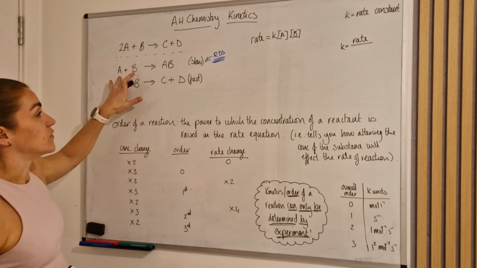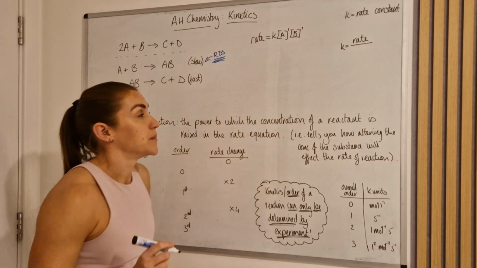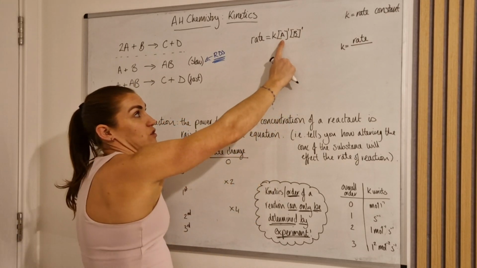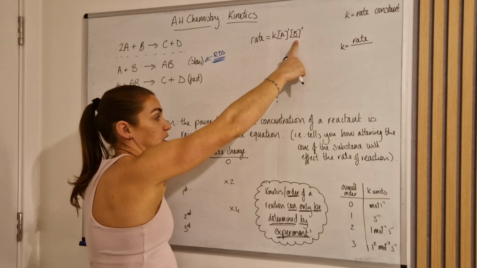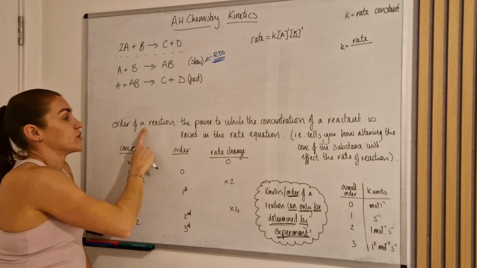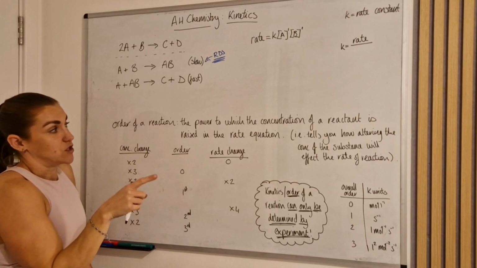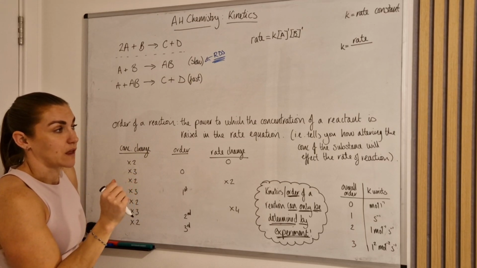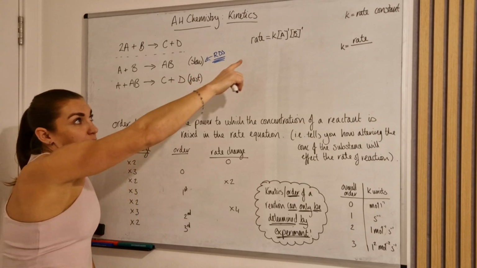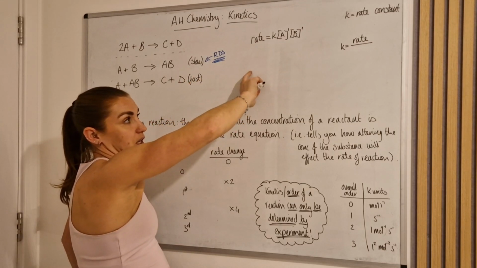Because there's 1 mole of each involved, these are essentially to the power of 1, meaning that the reaction is first order with respect to A and first order with respect to B, because the order of a reaction is the power to which the concentration of reactant is raised in the rate equation. So it's essentially telling you how altering the concentration of this substance is going to affect the rate.